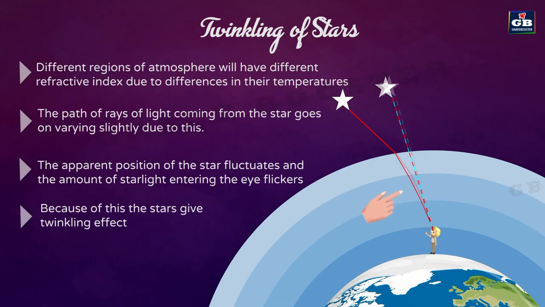And the amount of starlight entering the eye flickers. So the star sometimes appears brighter and at other times fainter. This gives the twinkling effect. So what is the twinkling effect? The twinkling effect is that the stars appear to be glowing, then becoming dull, then glowing again. So this is the twinkling effect. It happens because of the variations in the temperature and density of the atmosphere.